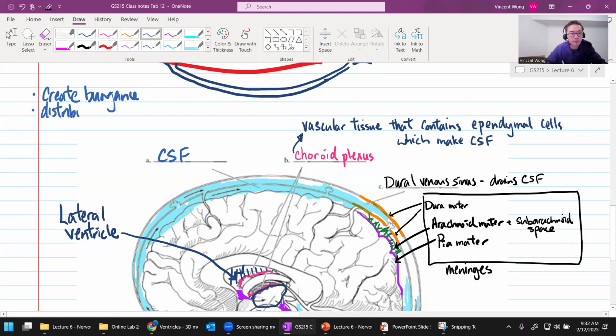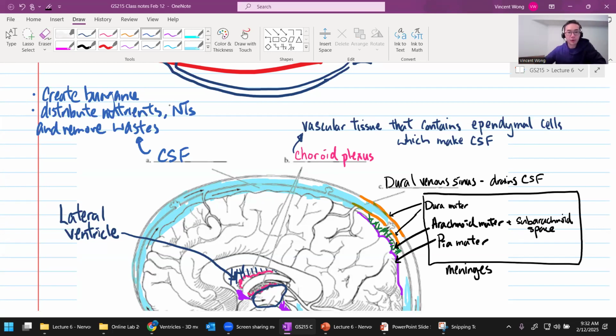Distribute nutrients, neurotransmitters, and remove waste. Okay. That is what the CSF is for. And you make the CSF from the choroid plexus.